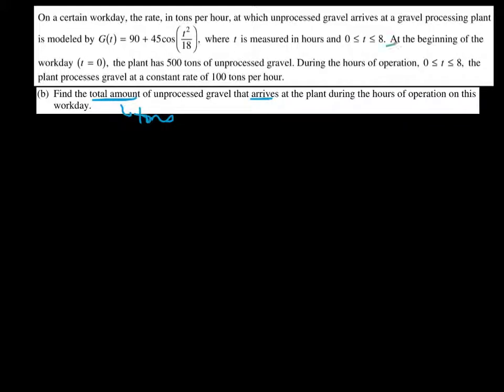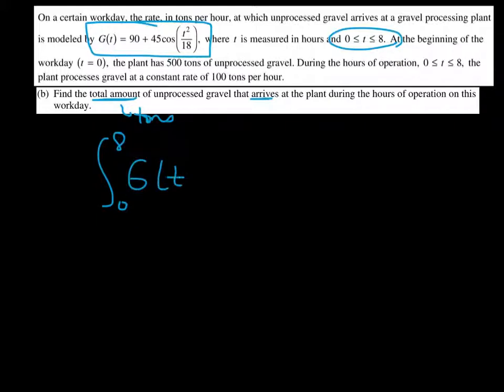So the hours of operation were from 0 to 8 on this workday. All right, so this is my function that measures the rate at which it's coming in. And if I want the total number of tons, well, this is measured in tons per hour. If I want to go backward to just tons, then that means I'm taking the integral. So I'm doing the integral from 0 to 8 of g of t dt. And so this is, again, a calculator question. I should be able to just enter that in my calculator and get an answer. So go ahead, pause the video, make sure that you can enter that in, and we'll see if we get the same answer.